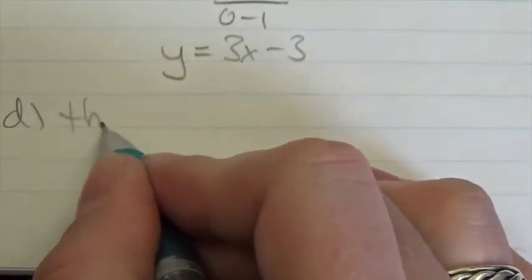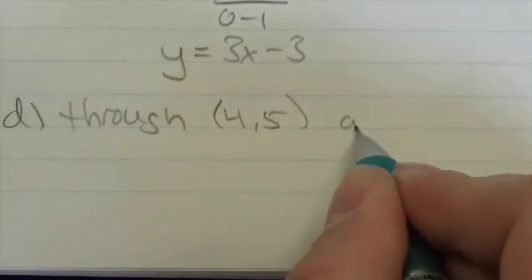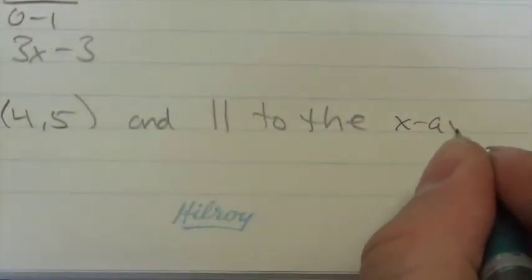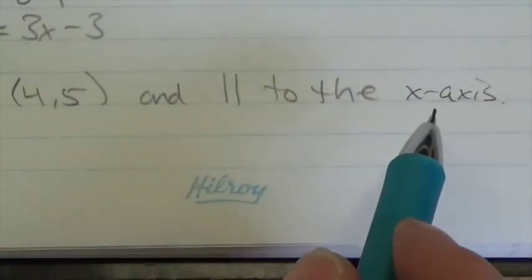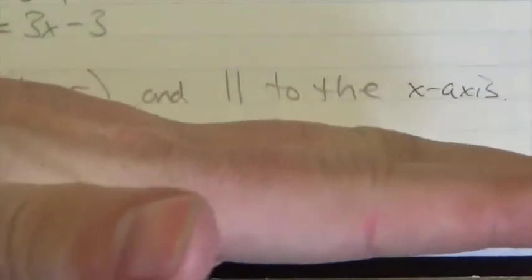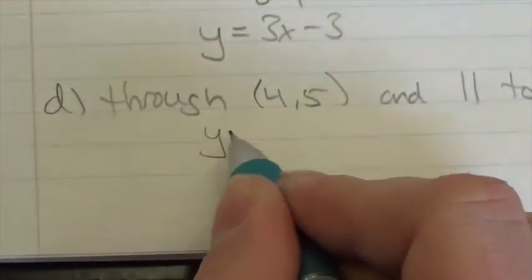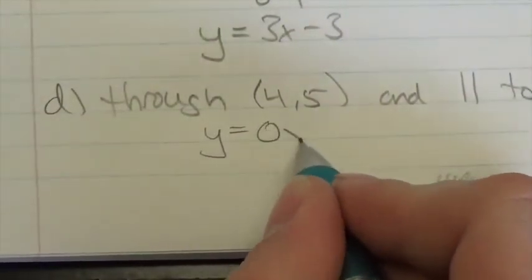Let's say, what do we got here, D. Let's say through the point 4, 5, and let's say parallel to the x-axis. It's probably off the screen. Yeah, there it is. Parallel to the x-axis. Okay, well, it's this last little bit here that is significant to me. Now, the x-axis runs this way, so parallel to the x-axis is going to be a horizontal line. I already know that in a horizontal line, the slope will be 0.